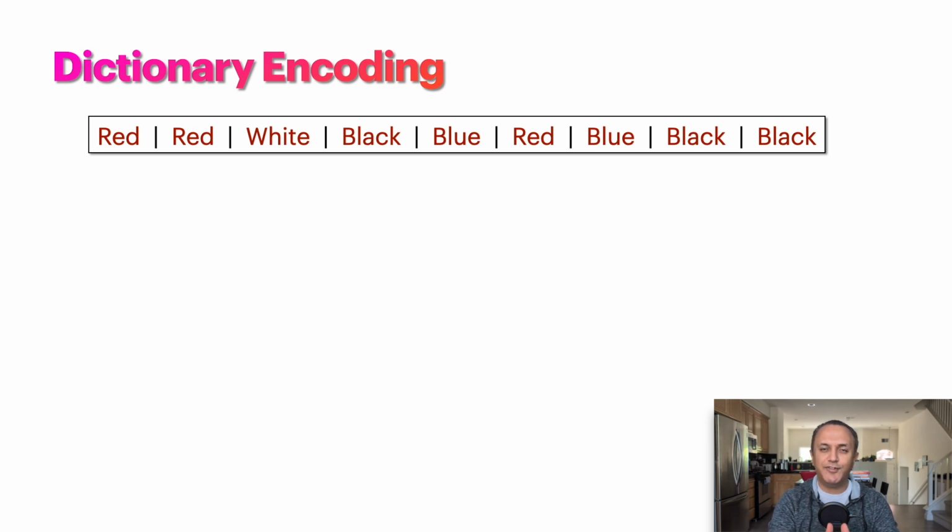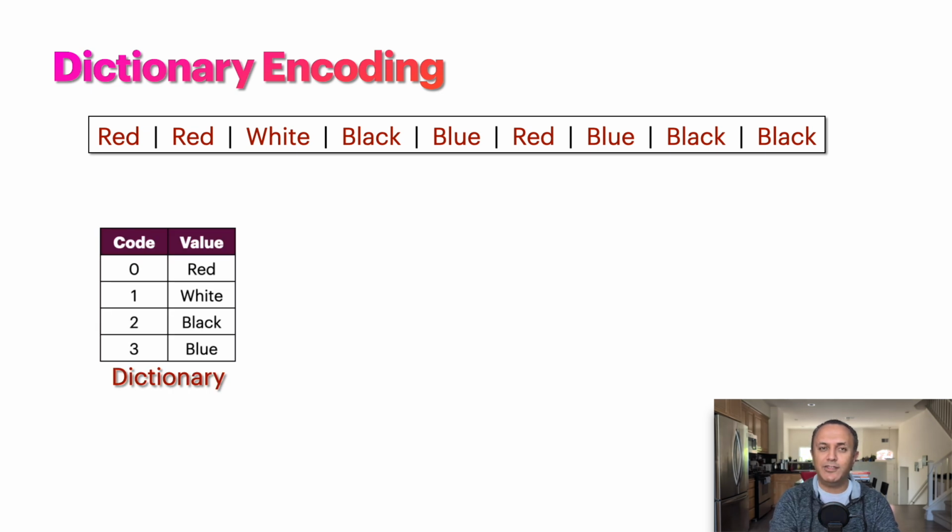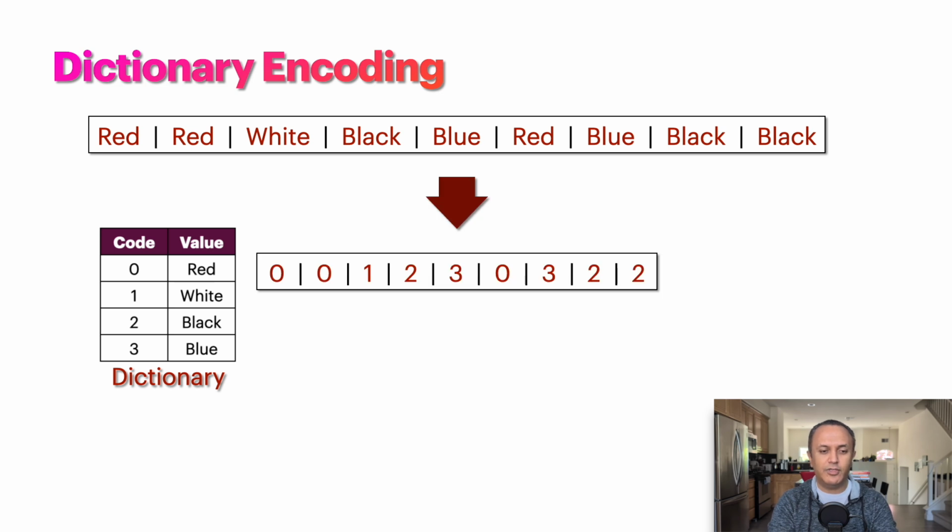Dictionary encoding says that the first thing we're going to do is build this dictionary that has all the values that we can see in this column, and we're going to assign a code to each value. The code is usually a numerical value, an integer, for example. In this particular case, we have 4 distinct values: red, white, black, and blue. So we're going to give them these 4 codes. And then we're going to transform the original column into the compressed version by replacing each value with its corresponding code. So the compressed version will look like this.